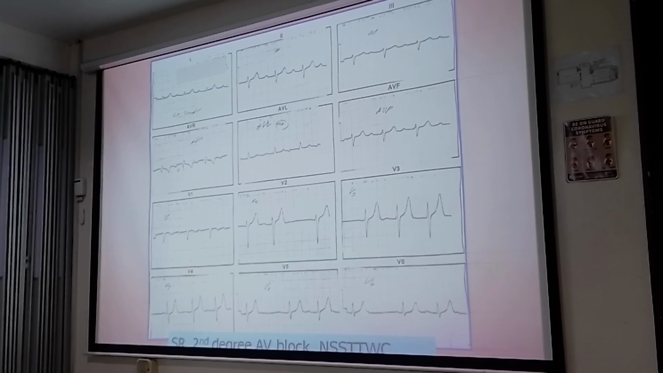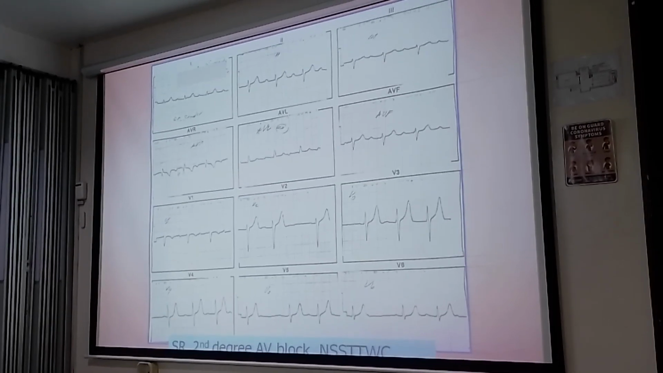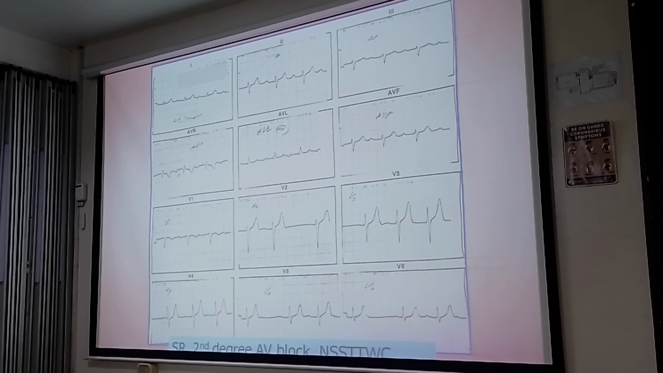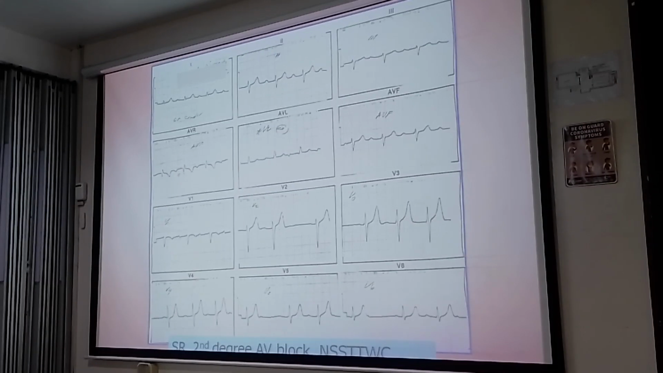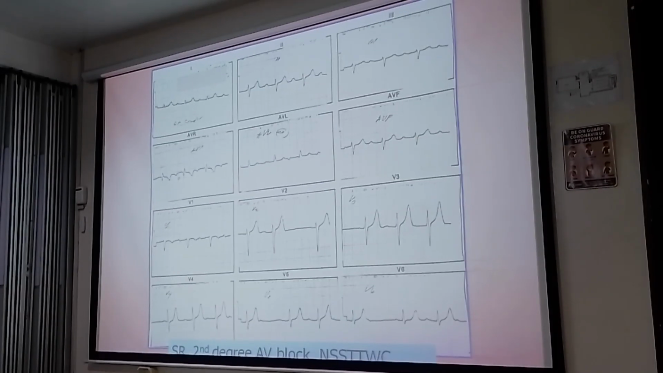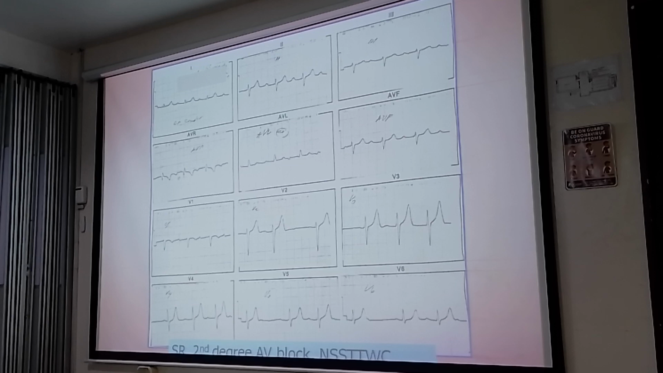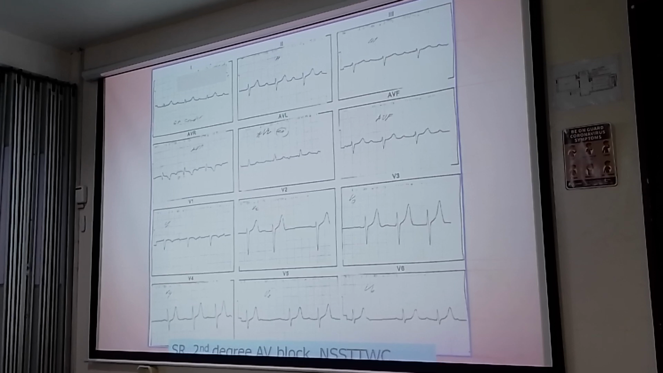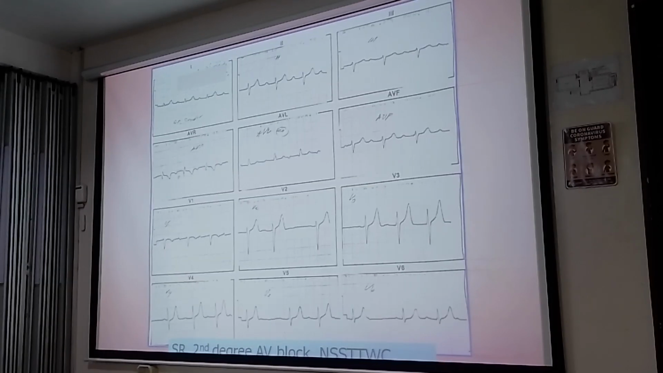In Mobitz 1, there is gradual incremental increase in the PR interval until you have a block. The block is what? You don't see QRS. So after a P wave, a QRS is absent. It's not able to be transmitted to the ventricles. That's the Mobitz 1. The Mobitz 2 is there's no warning. Unlike the Mobitz 1 where you will see the PR lengthening. This is the PR interval 0.22, 0.26, 0.28, 0.30, and QRS absent. In the Mobitz 2, the PR is constant and suddenly the QRS is gone.